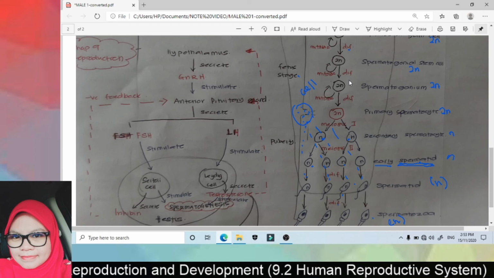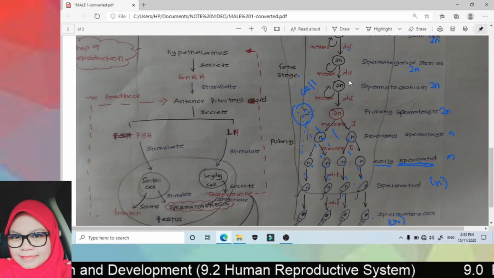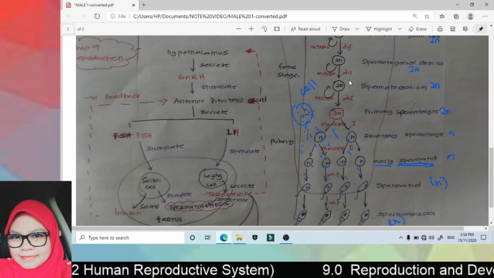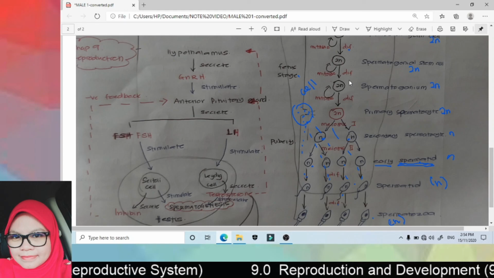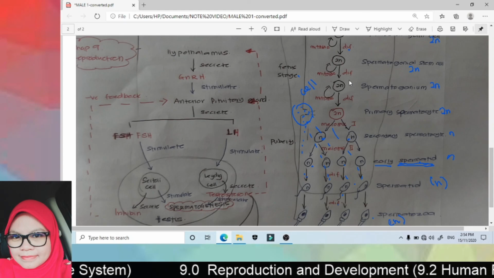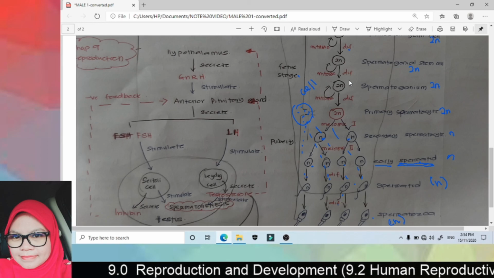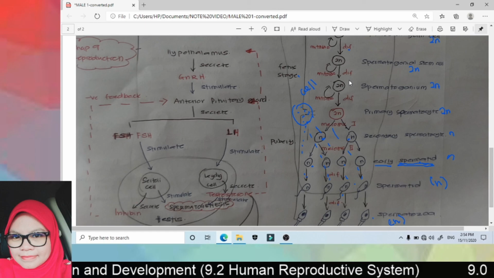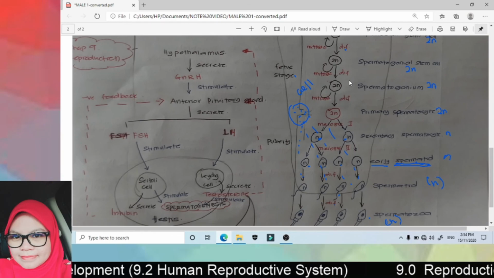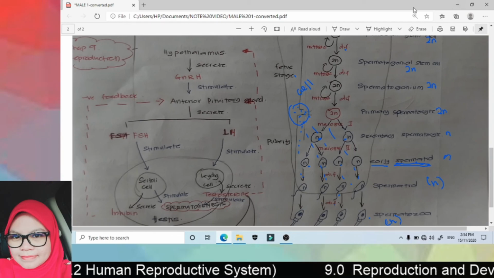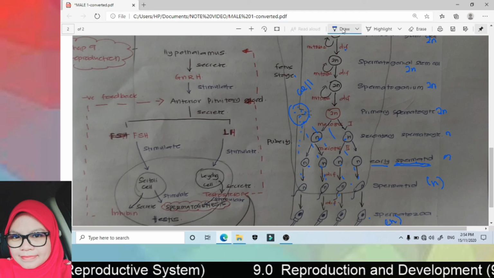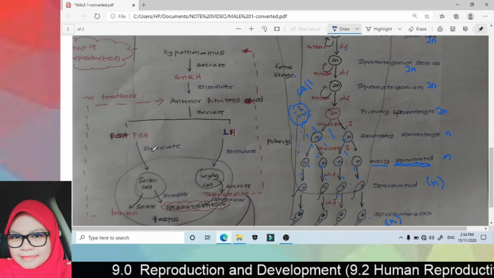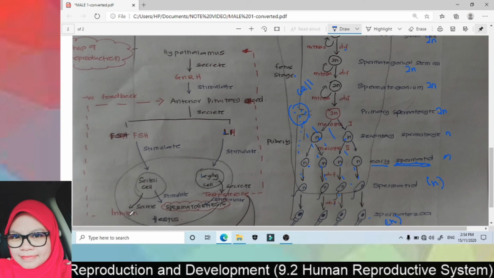Both hormones, the target organ is the testis, but different target cell. Boleh faham? Anterior pituitary gland akan hasilkan 2 hormon serentak, FSH dan LH. Dua-dua ini, the target organ is testis, but different target cell. For FSH, the target cell is Sertoli cell. And for LH, the target cell is the Leydig cell. Mudah nak ingat, FSH. So, S refers to Sertoli. LH. L refers to Leydig cell. Patutnya tak boleh confuse.